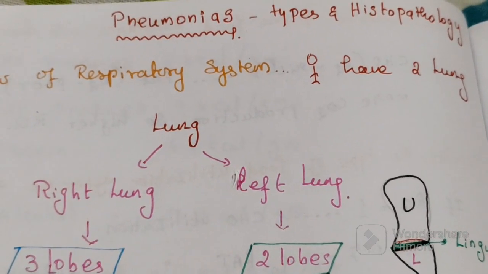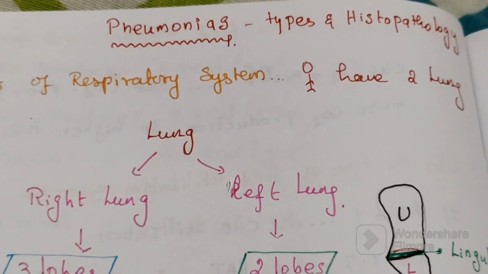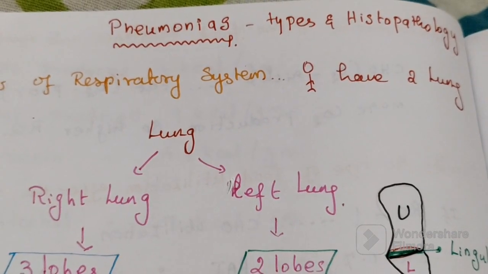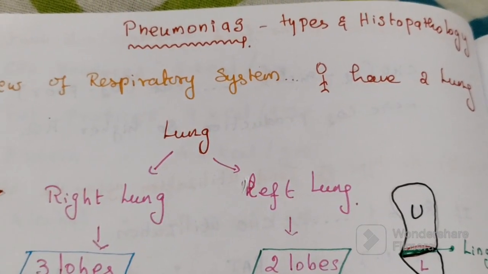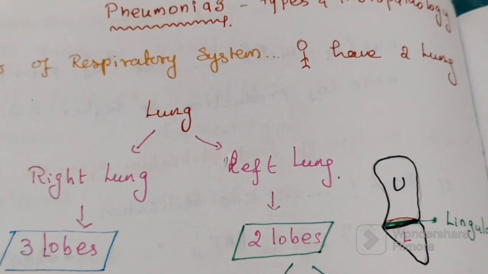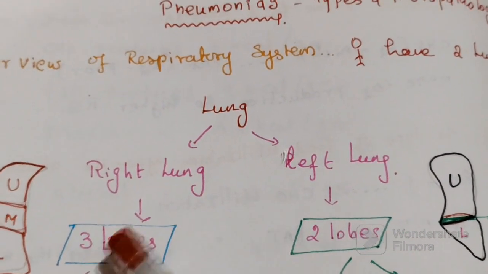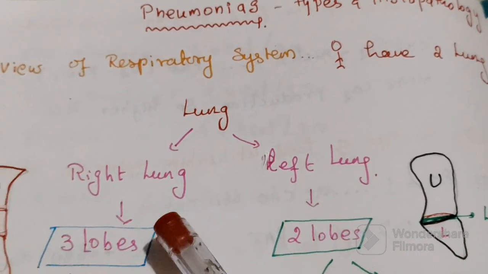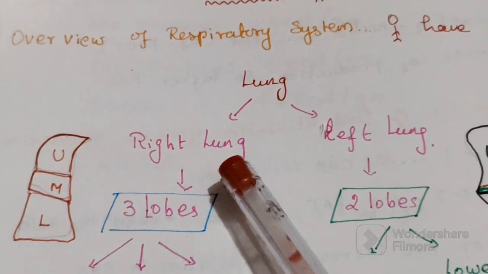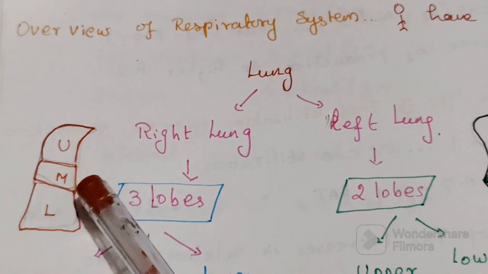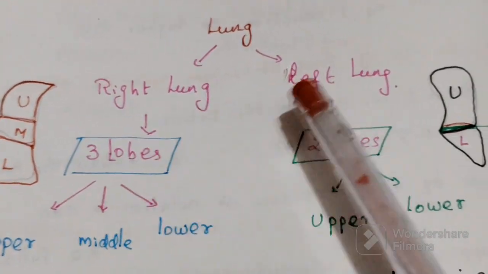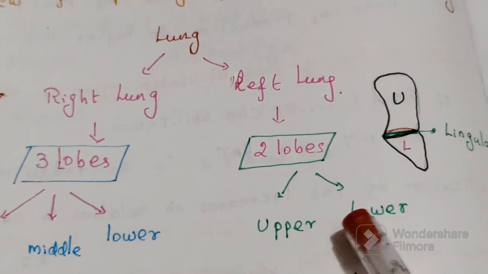In this video, we'll discuss pneumonias, various types and histopathology. Overview of respiratory system. Humans have two lungs, one is the right lung, another one is the left lung. The right lung has three lobes: upper, middle and lower. The left has two lobes only, upper and lower.